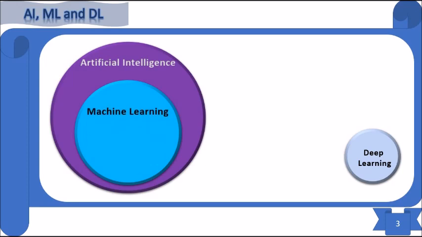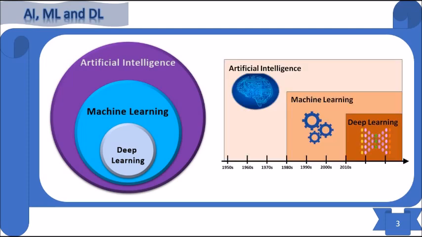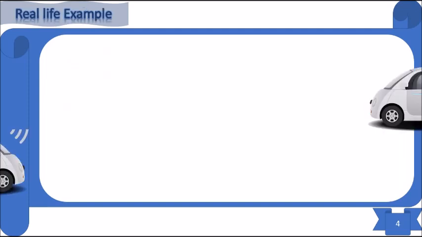Now, what is deep learning? Deep learning is a very special field of machine learning where computers can actually learn and make intelligent decisions on their own. You may say deep learning is a revolution of machine learning. Why? Because deep learning involves a deeper level of automation in comparison with most machine learning algorithms. You can see the trending years of artificial intelligence, machine learning, and deep learning.